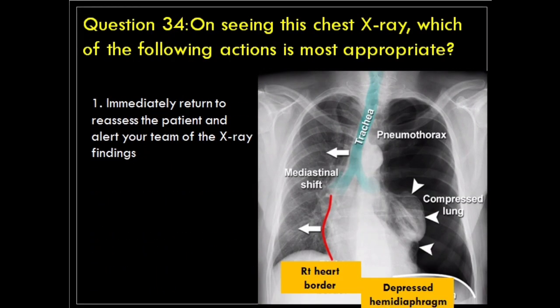The correct answer is immediately return to reassess the patient and alert your team of the X-ray findings. This is a large left pneumothorax, greater than 2 cm width at the level of the hilum. There is also evidence of tension, the trachea and right heart border are shifted to the right and there is slight depression of the left hemidiaphragm. This is a medical emergency requiring the immediate attention of you and your team.